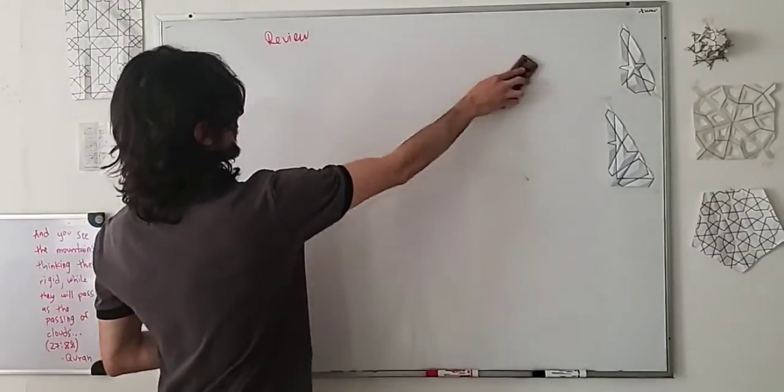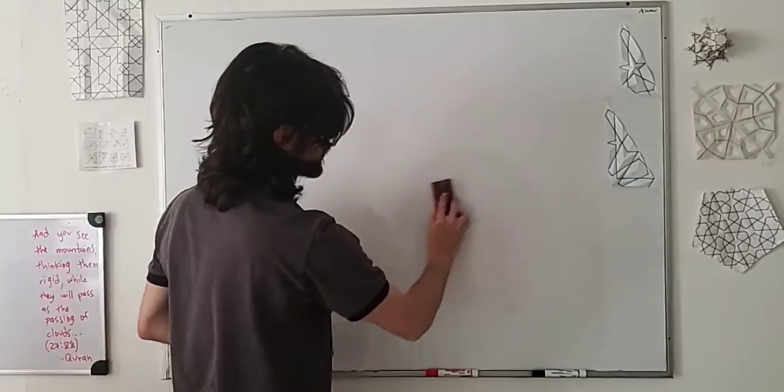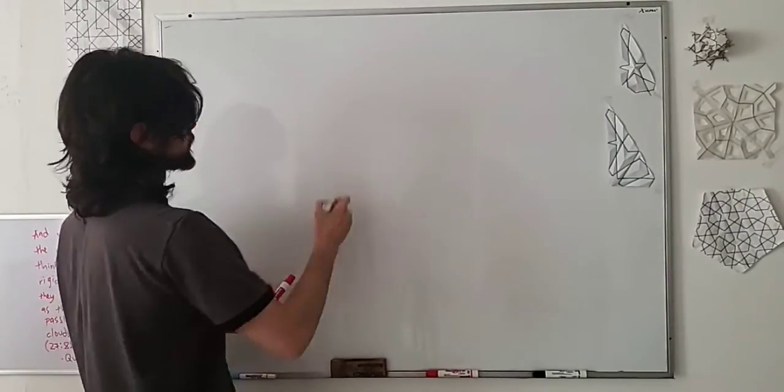And so that's the review. So this is where we're at. So now we're going to talk about the minimal triangles.